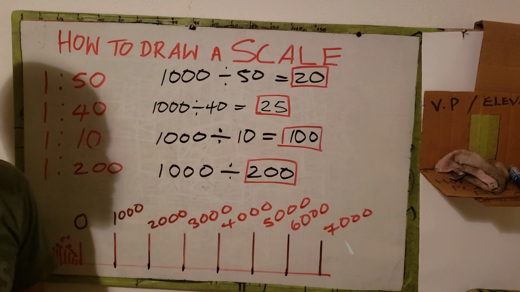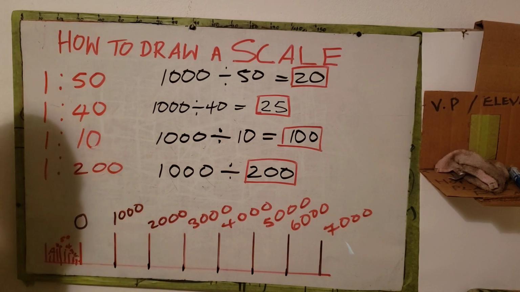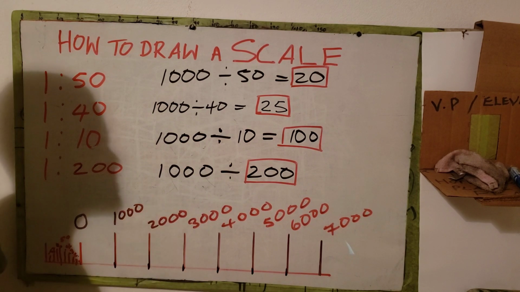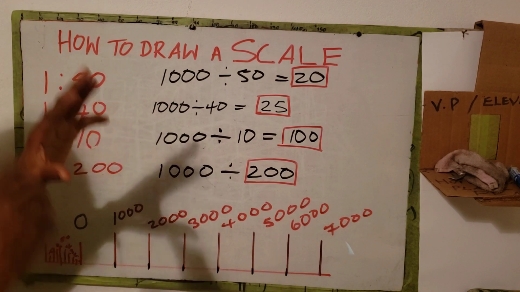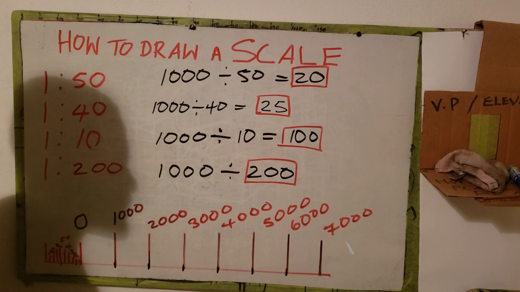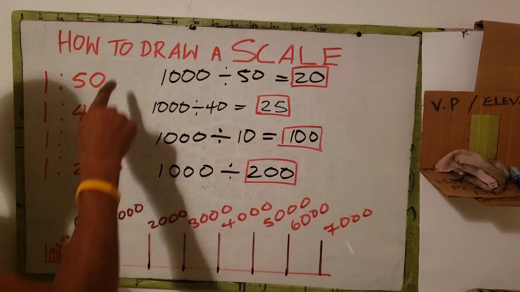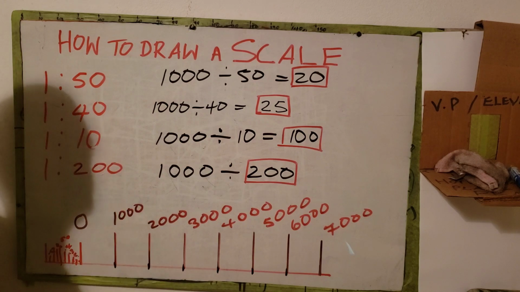At the end of this video you should know how to draw a scale. In this case I have a couple of examples here: 1 to 50 scale, 1 to 40, 1 to 10, and 1 to 200. So a scale is basically a ratio. And what this is simply saying is that a particular distance or object is reduced by, in this case, 1 to 50. It can also be written as 1 divided by 50.